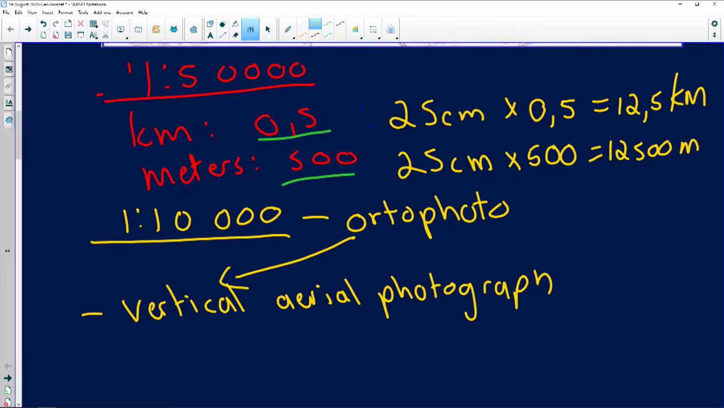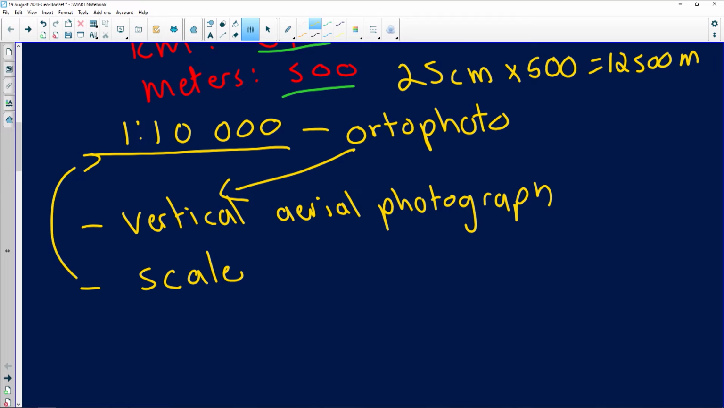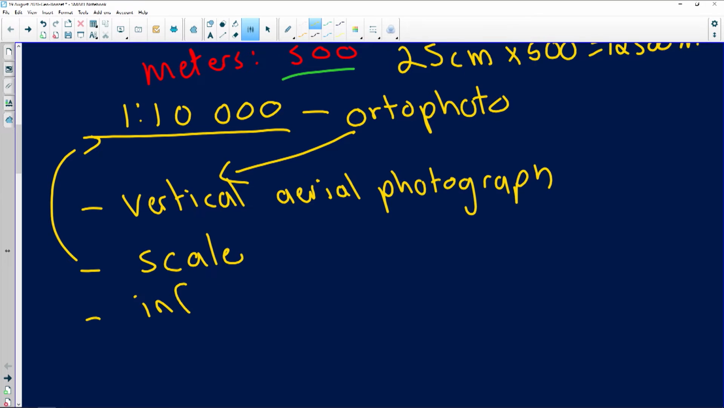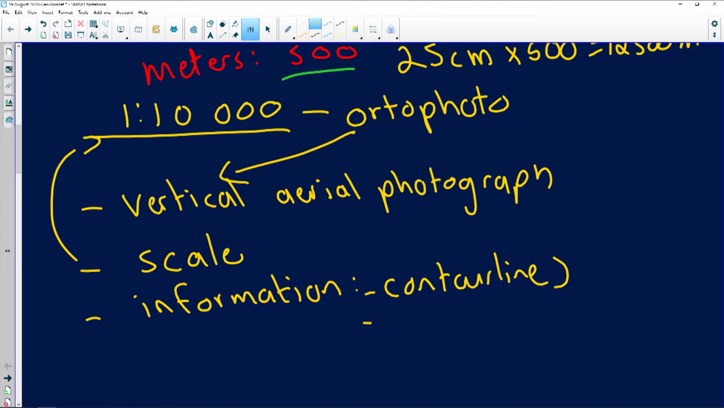But there's a huge but. It's a very special vertical aerial photograph. Why? Because it consists of a scale. That scale over there, it's got information on it. And when I talk about information, contour lines and keys, such as the references that I've mentioned that are on the bottom of your topographical map.